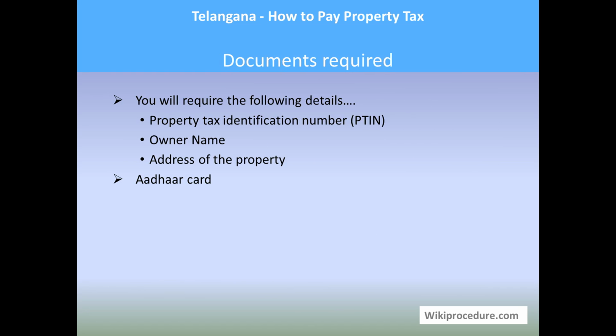Let us see the documents required. You will require property tax identification number, PTIN, owner name, address of the property and Aadhaar card. And this PTIN can be obtained from the old receipt if you have.